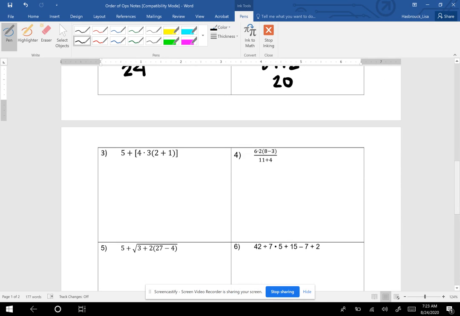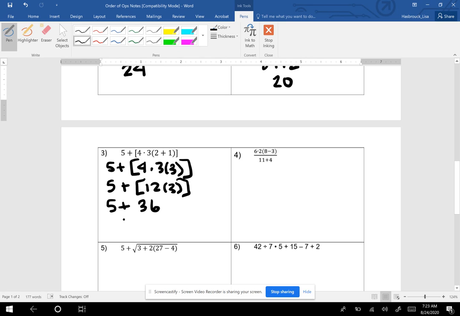In example 3, we have two sets of parentheses. When we have that, we want to start with the innermost set. So I'm going to have 5 plus brackets 4 times 3 times 3. Now inside these sets of parentheses, it's all multiplication. It just looks different. We have the dot for multiplication and we have parentheses. So we're going to do those from left to right. 5 plus 4 times 3 is 12 times 3. 5 plus 12 times 3 is 36. So 5 plus 36 is our final step, and that will give us 41.